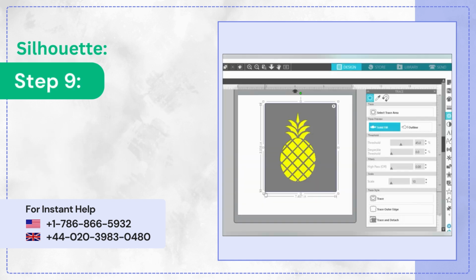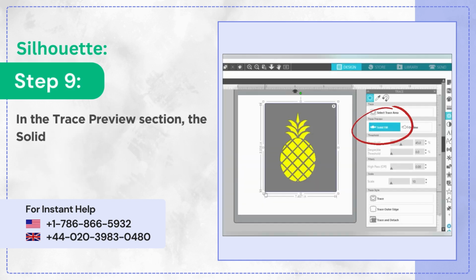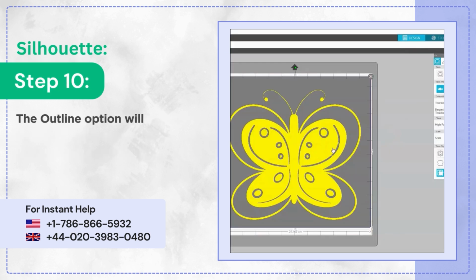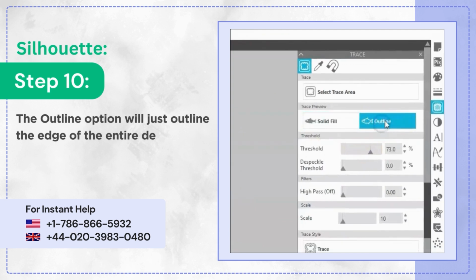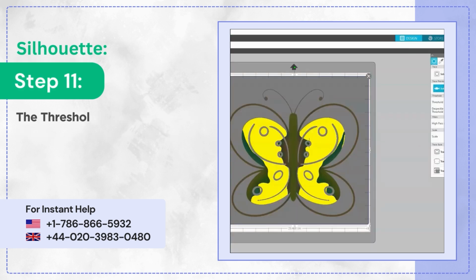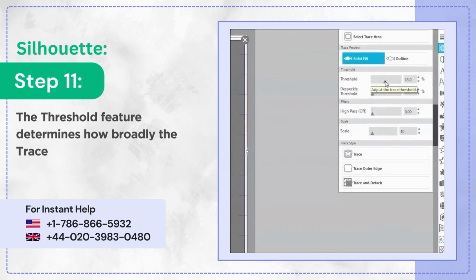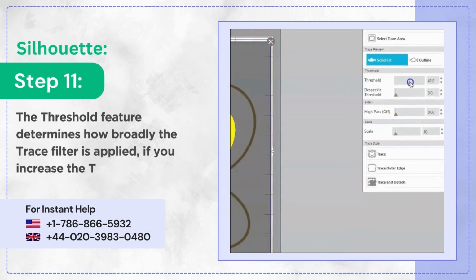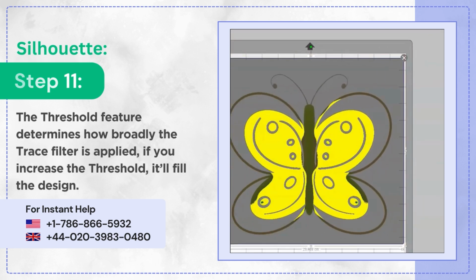Step 9. In the Trace Preview section, the Solid Fill option will fill the design with a solid color. Step 10. The Outline option will just outline the edge of the entire design. Step 11. The Threshold feature determines how broadly the trace filter is applied. If you increase the threshold, it'll fill the design.